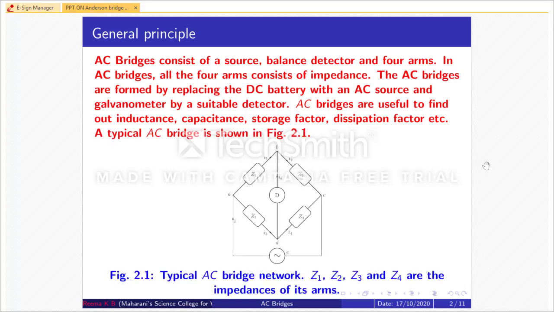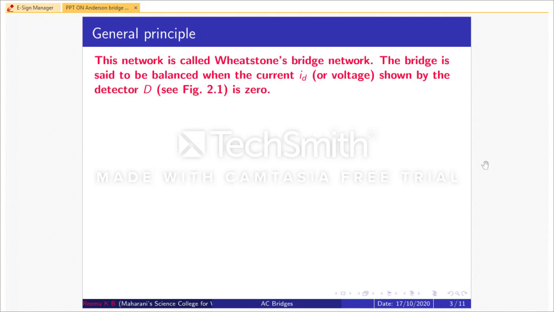A typical AC bridge is shown in figure 2.1. Figure 2.1 shows a typical AC bridge network. Z1, Z2, Z3 and Z4 are the impedances of its arms. This network is called the Wheatstone's bridge network. The bridge is said to be balanced when the current ID or the voltage shown by the detector D, as seen in figure 2.1, is 0.